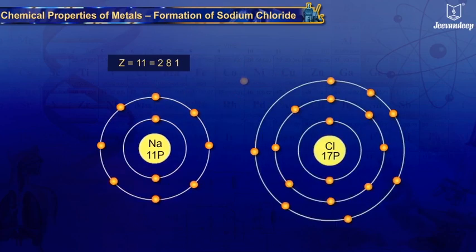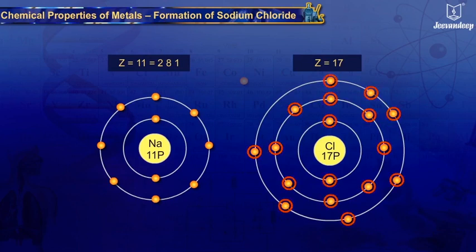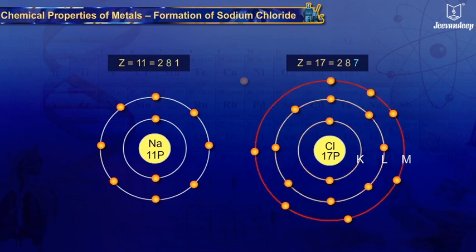Atomic number of chlorine is 17, that is, 17 protons in the nucleus and 17 electrons in the surrounding shells, K, L, M. Therefore, its electronic configuration is 2, 8, 7. Chlorine can thus acquire stable configuration of 2, 8, 8 by accepting 1 electron from sodium.